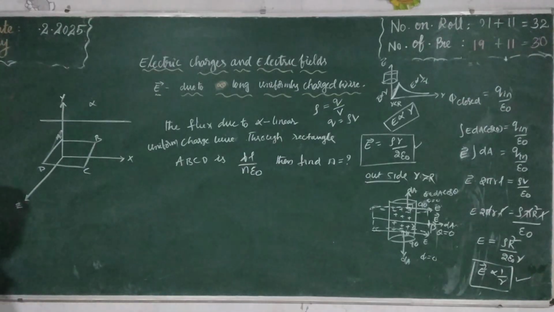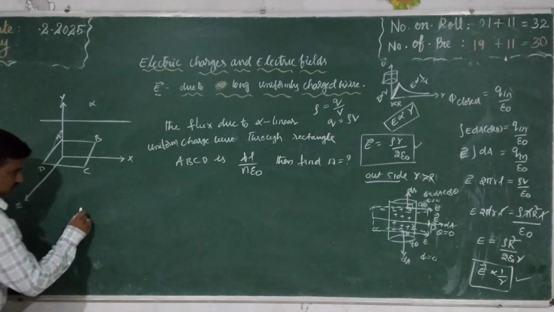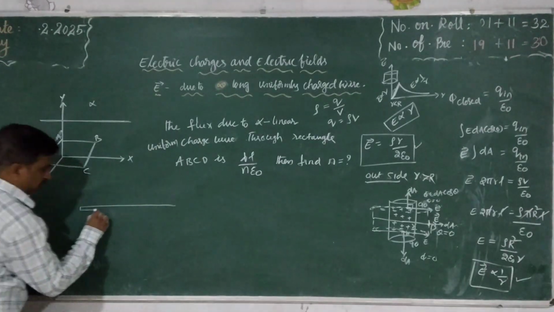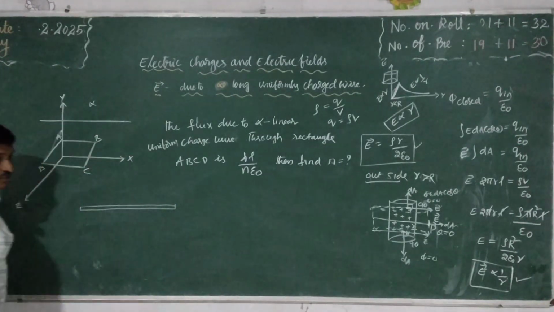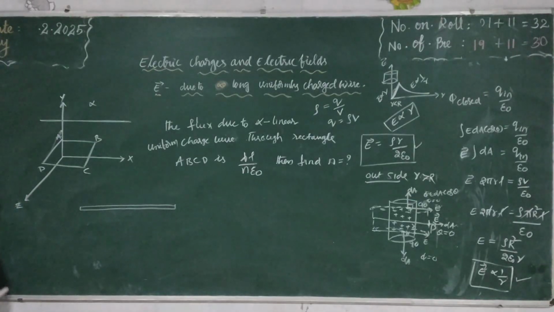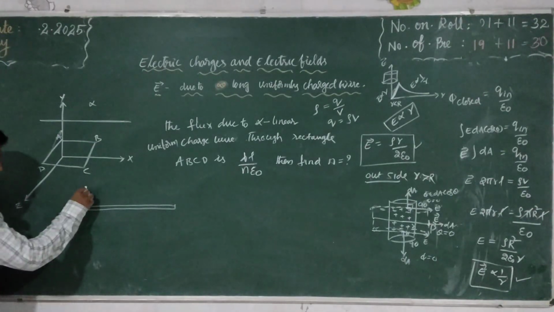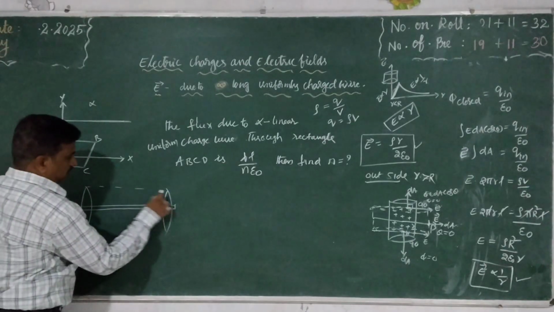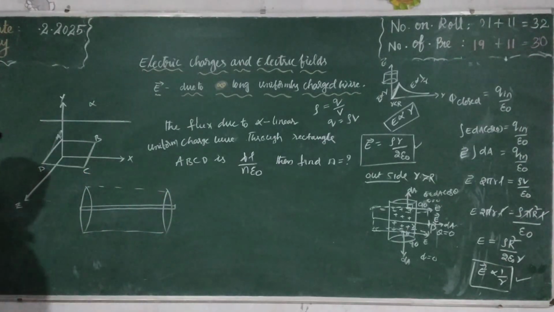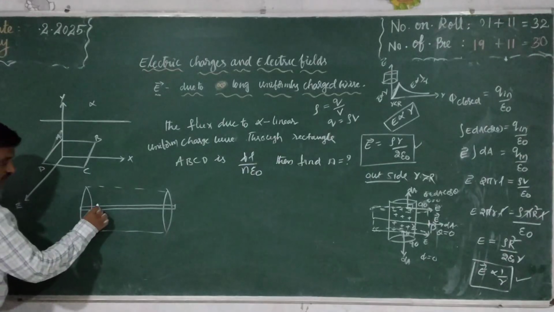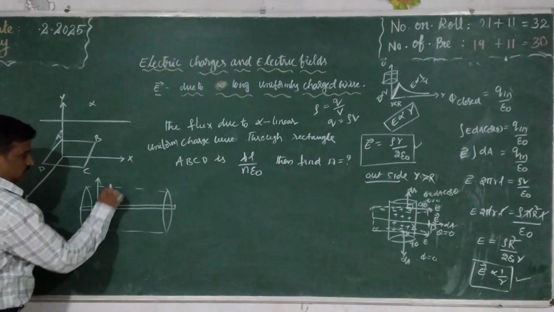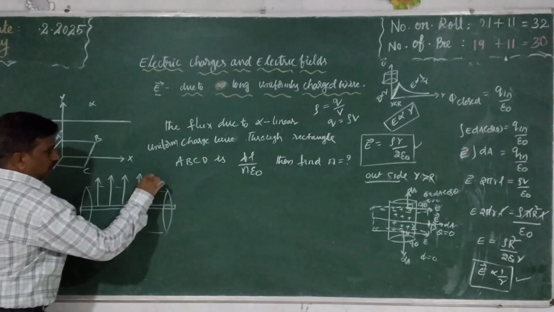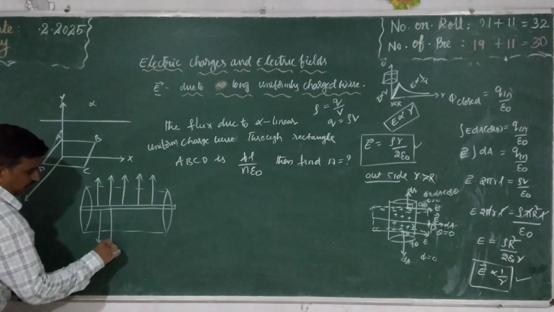For that, here is what we can do. This is the infinitely long uniformly charged wire. So for this, the Gaussian surface is a cylinder. We can draw the cylinder here; the Gaussian surface is the cylinder. What happens to the flux here? The electric field lines are outwards, normal like this. This is how the electric field lines look.